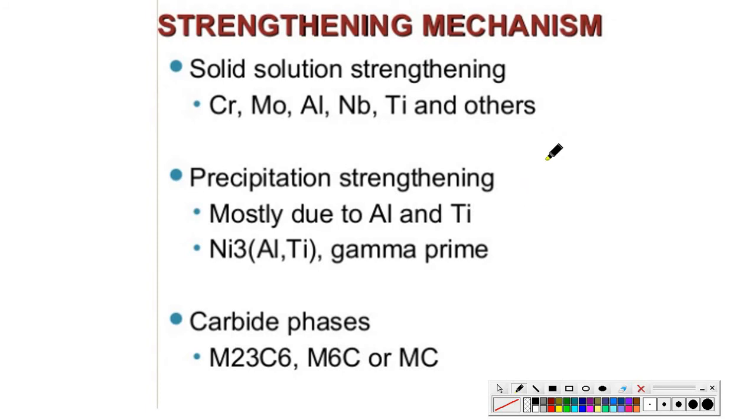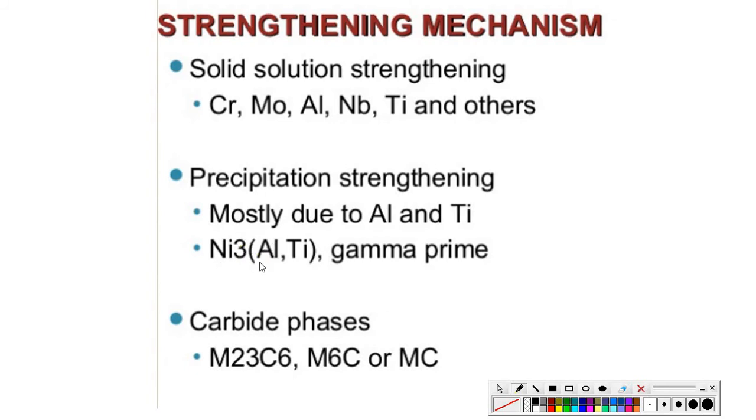So in nickel-based superalloys, nickel is the base metal, and what are the different alloy elements? Chromium, molybdenum, aluminum, niobium, titanium, etc. are the alloy elements. So when we add these alloy elements, what happens? These alloy elements occupy either interstitially or substitutionally, and hinder the dislocation motion, thereby strength is increased. So that is the first reason for the higher strength at a higher temperature of nickel-based superalloys. The second reason is precipitation hardening. When we add aluminum and titanium, they form an intermetallic compound with the nickel.